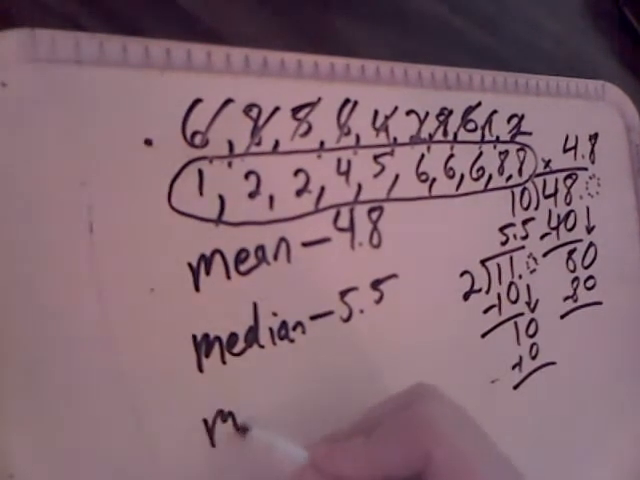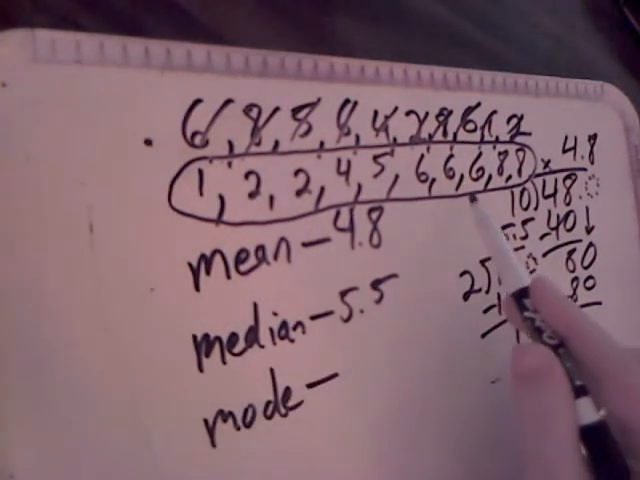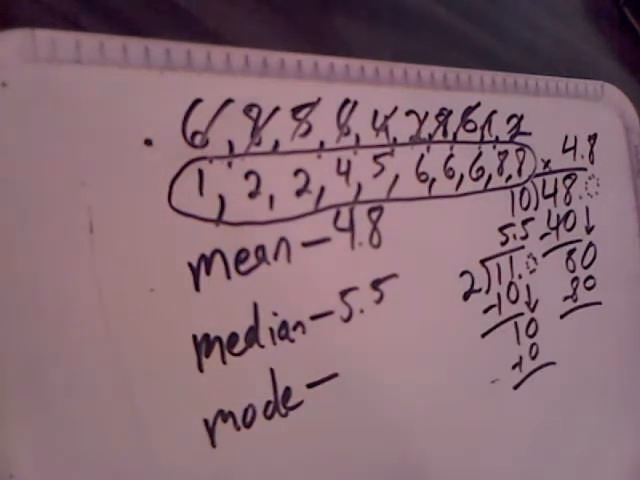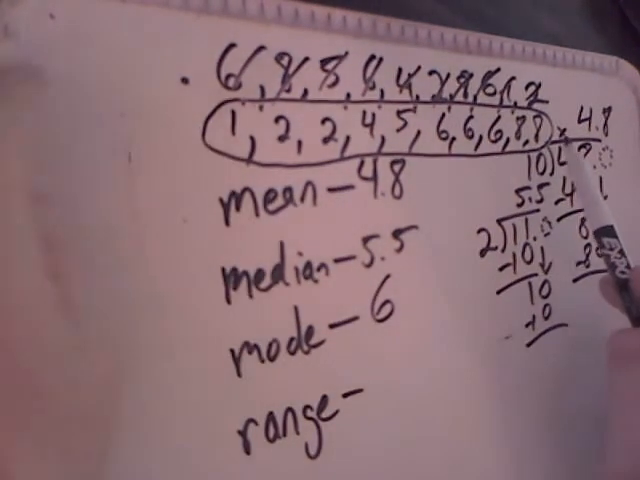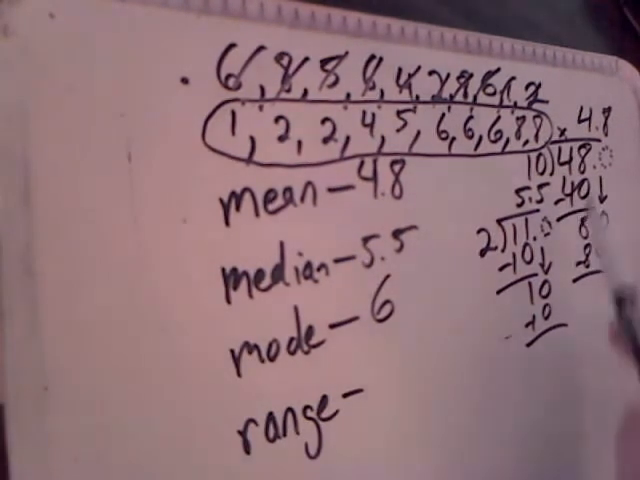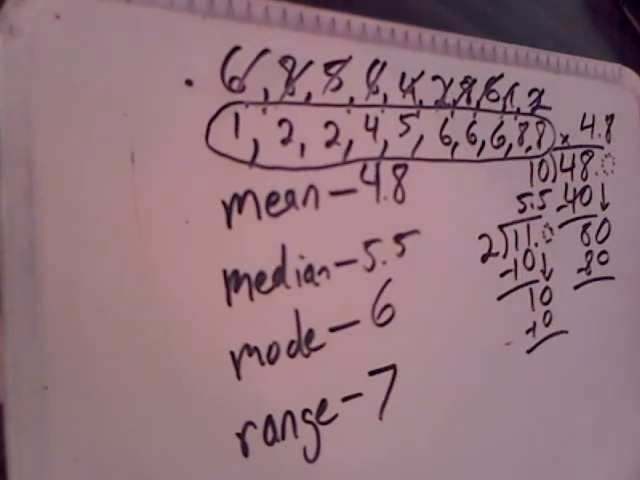The mode, the number that shows up the most, is 6. The most people who've seen this movie have seen it 6 times. That's the biggest amount of people who've seen the movie the same amount of times. And then we have the range. The range is the difference between the largest and the smallest number. So 8 minus 1 is 7. So our range is 7.